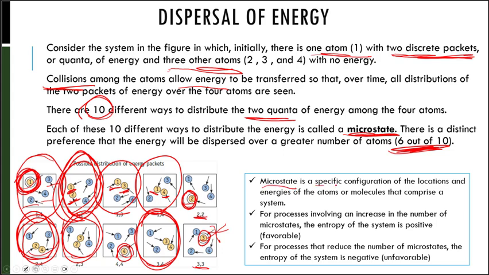So a microstate is a specific configuration of the locations and energies of the atoms or molecules that comprise a system. For processes that involve an increase in the number of microstates, we say that the entropy of the system is positive or favorable. If we have a process that reduces the number of microstates, then the entropy of the system is negative or unfavorable.